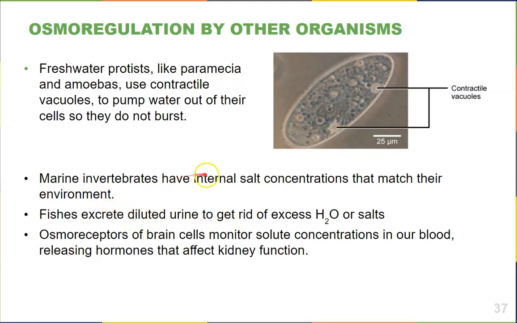Marine invertebrates that live in salt water have internal salt concentrations that match their environment. They don't really osmoregulate, but fish, they do osmoregulate. Fish that live in salt water drink a lot of water, but they don't urinate as much. Most of their urine is really, really salty, so that it gets all that salt out of their body.